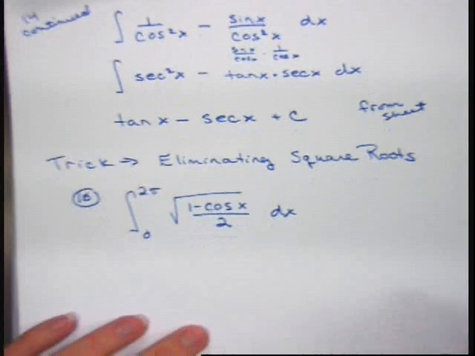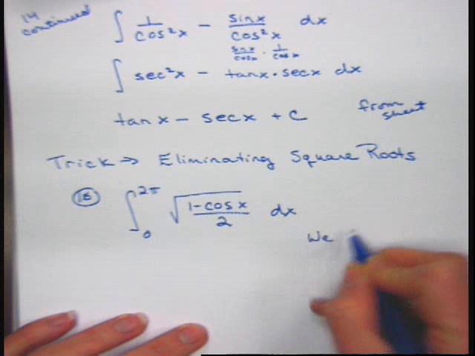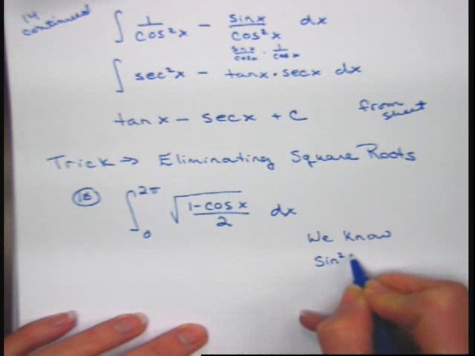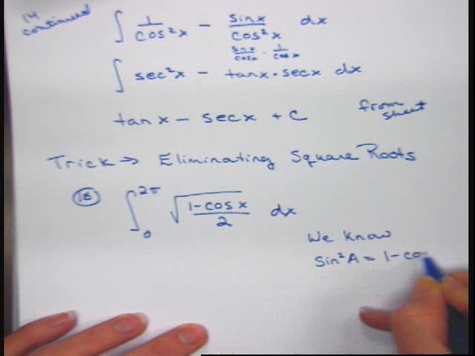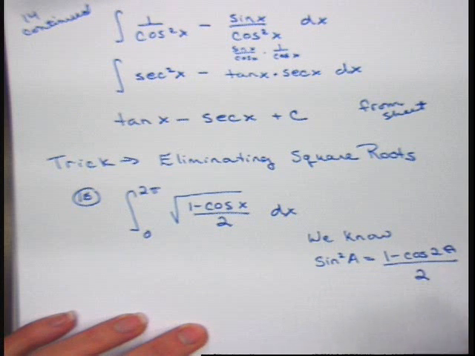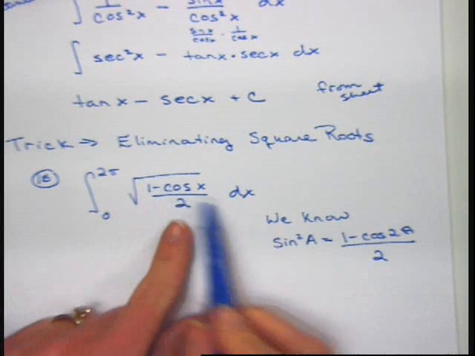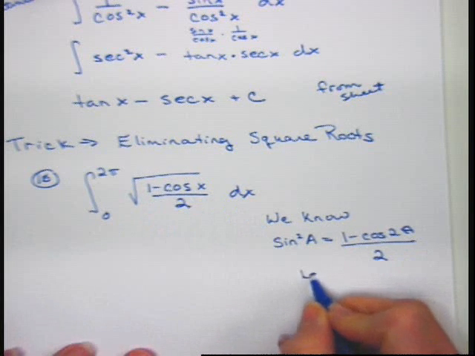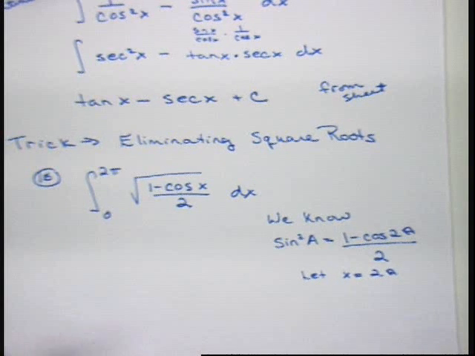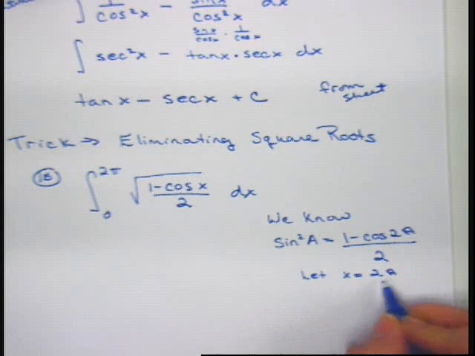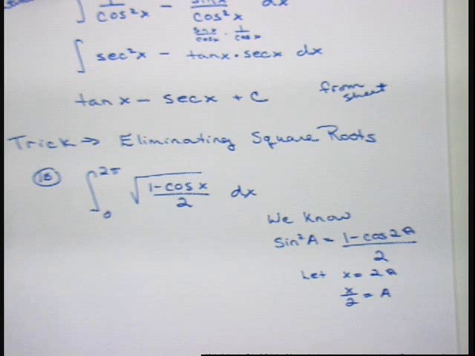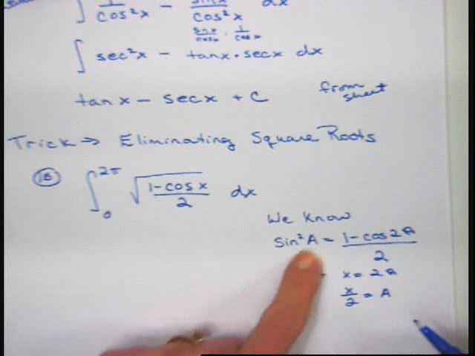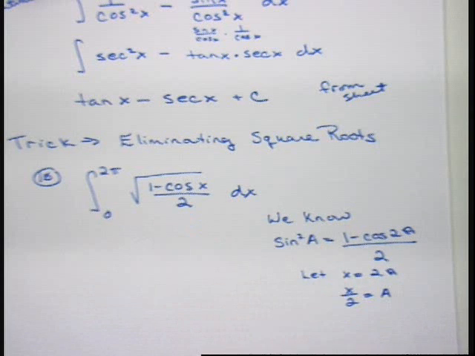So we know that sine squared A is equal to 1 minus cosine 2A over 2, right? Which is exactly what we have here, except instead of 2A, we have an x, right? Do y'all agree with that? So if we let x equal 2A, then I can solve this for A, right? And I would get x over 2 is equal to A. So instead of sine squared A, if I want to make a replacement here, I'll say sine squared x over 2. Does that make sense? Because my A is x over 2.